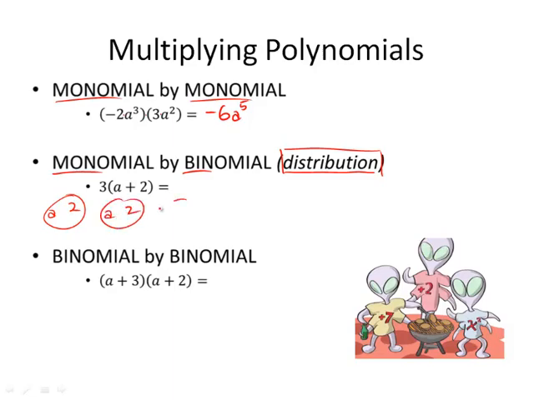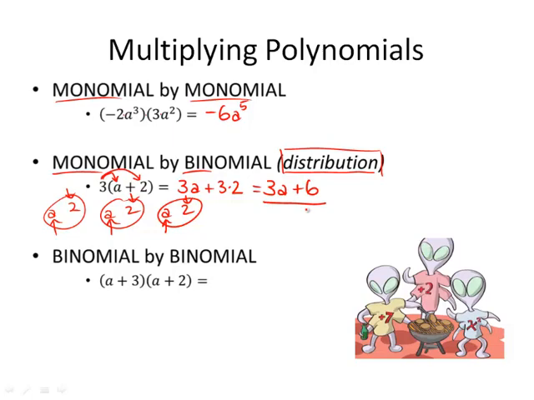a and 2, a and 2, and therefore you actually have three groups of a and three groups of 2. Therefore you're actually multiplying the monomial by each term of the binomial separately to distribute and get rid of the bracket. This gives us 3a plus 6.